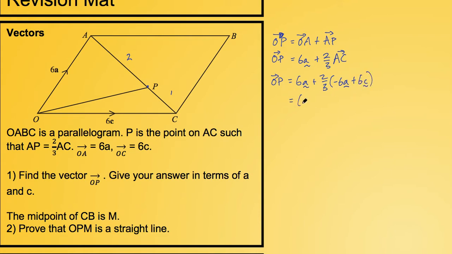So expanding that bracket, 6A minus, so 2/3 of 6A is 4A, plus 4C. And of course I can subtract those, so that gives me finally OP equals 2A plus 4C.